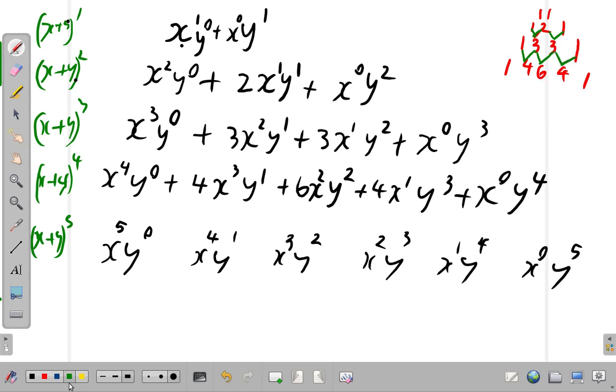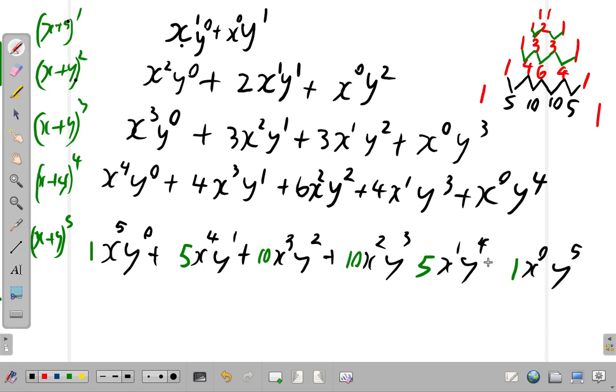What should you have next? It would seem like this should start at 1. It would end at 1, as in the case here. But guess what now? The next numbers. 4 and 1 is 5, so this should be 5. 6 and 4 is 10, so this should be 10. 6 and 4 is 10, this should be 10. 4 and 1 is 5, this should be 5. So in the expansion, what you have is 1, 5, 10, 10, 5, 1. And you add everything together.